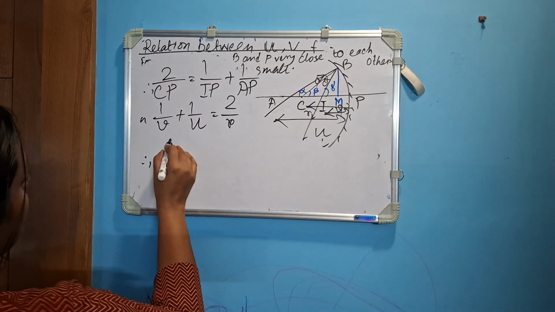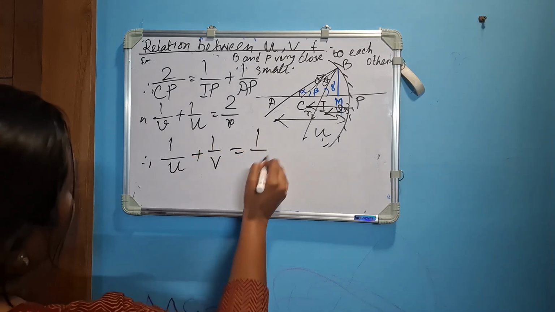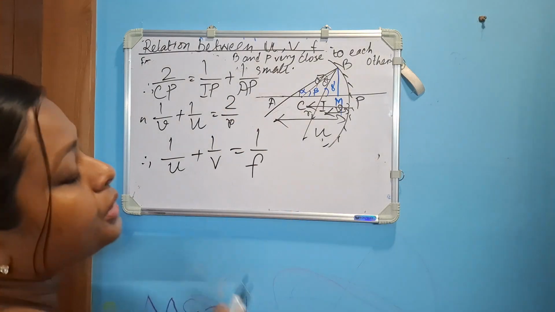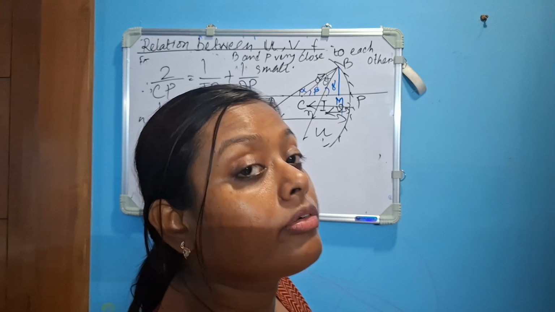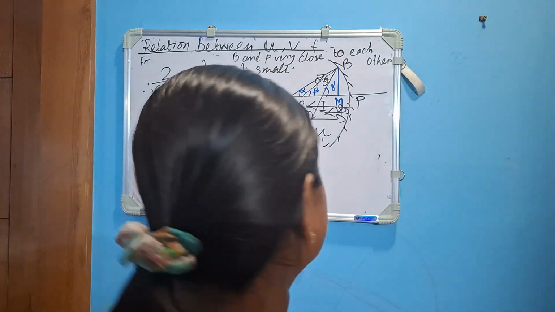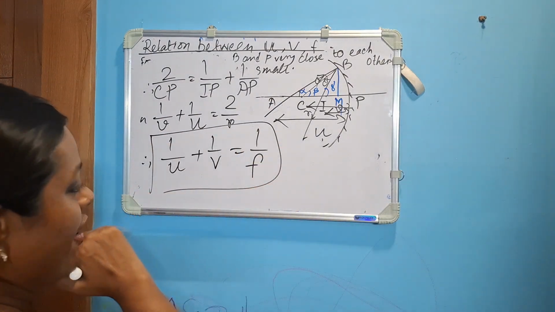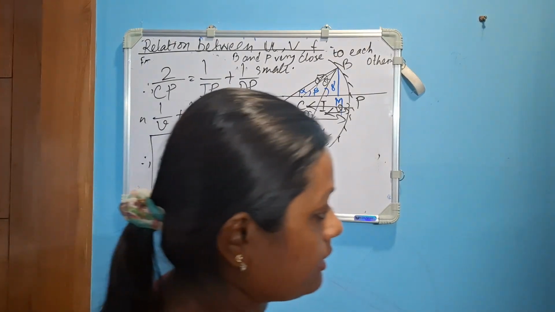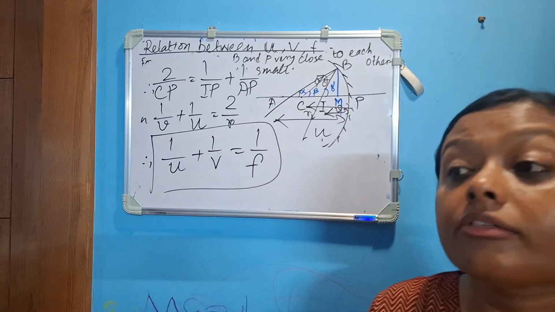So 1 by U plus 1 by V equal to 1 by F. Why 2 by R equal to 1 by F? Because we got the relation that the radius of curvature is just double of F. So this relation we got. This is actually the mirror formula, where U is the object distance, V is the image distance, and F is the focal length. Now there is the most important thing, that is sign convention.